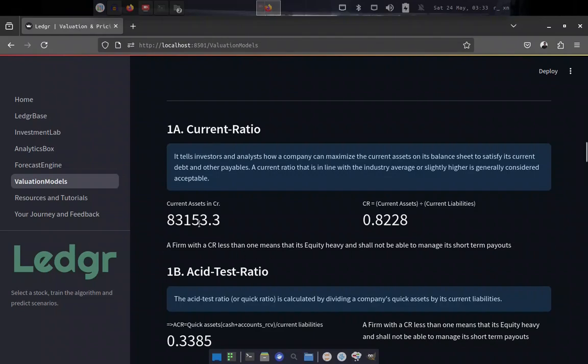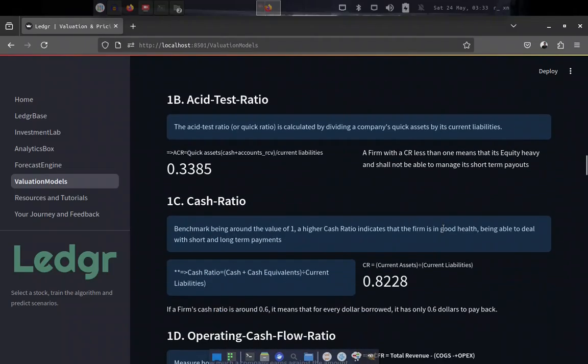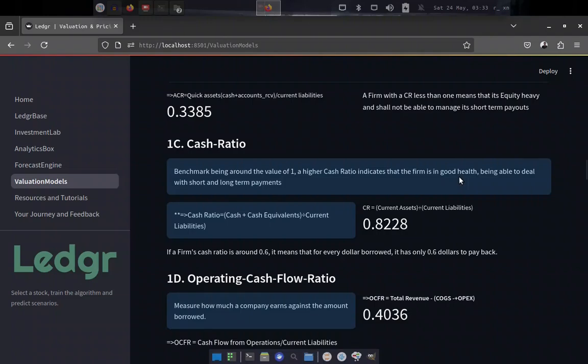Here we have summarized the total current assets, and this is the current asset ratio. If you multiply that by 100, it's 82%. That's pretty good. For the acid test, it's 33%. That's also very good. Less than 1 would mean less than 100, if you multiply that way. The third is the cash ratio, which has a benchmark around 1, and we can see it's pretty close to 1, which means that the firm is indeed in good health.